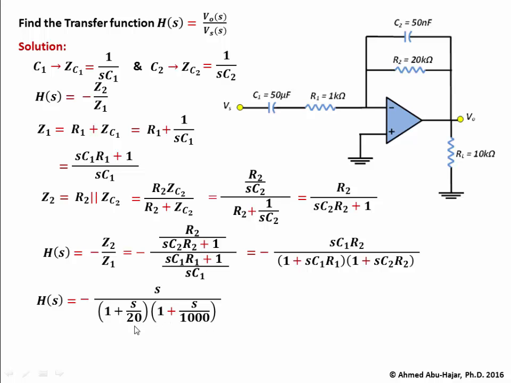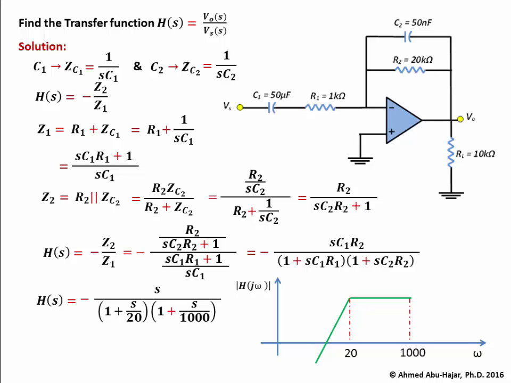So if we plot a rough estimate of the frequency response, this will give you a plus 20 dB per decade slope until you hit the first corner frequency, and that is at 20 radian per second. Then it will flatten out until you hit 1000 radian per second, and then it will start to drop at a rate of negative 20 dB per decade. So by looking at the frequency response, clearly this is a bandpass filter, because this particular circuit will only pass frequencies within the bandwidth of 20 radian per second to 1000 radian per second.